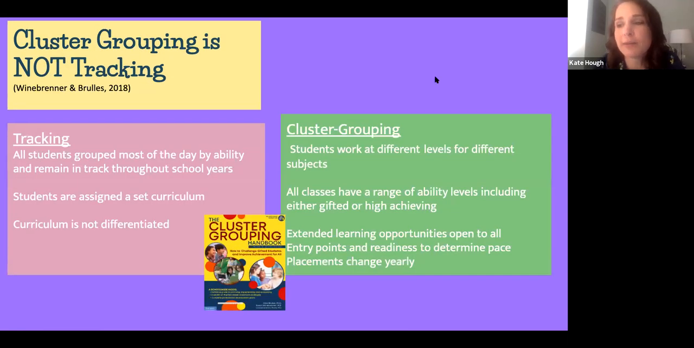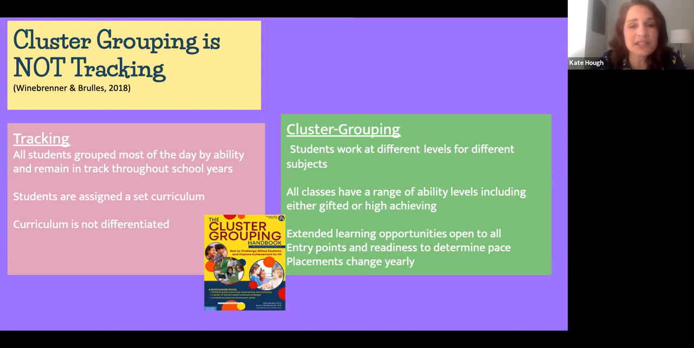So I think it's a common myth that cluster grouping is labeled as tracking. And Susan Winebrenner, not only in her Gifted Kids Guide manual outlines these questions, but the cluster grouping handbook is a really nice resource for schools that are looking to implement cluster grouping and explaining how that looks.